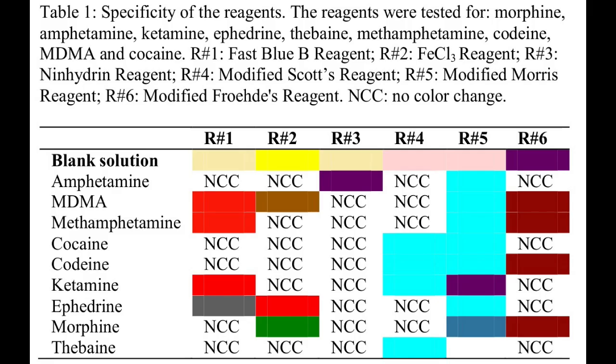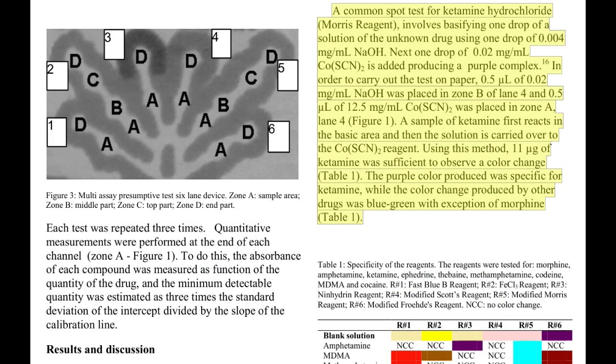The Morris test seems to mostly be used to identify ketamine, which gives a purple color. Cocaine, morphine, ephedrine, and several amphetamine derivatives also give a positive test, although the color is blue. The procedure is to basify the sample with 0.004 milligrams per milliliter sodium hydroxide, followed by the addition of a solution of 0.02 milligrams per milliliter cobalt thiocyanate.